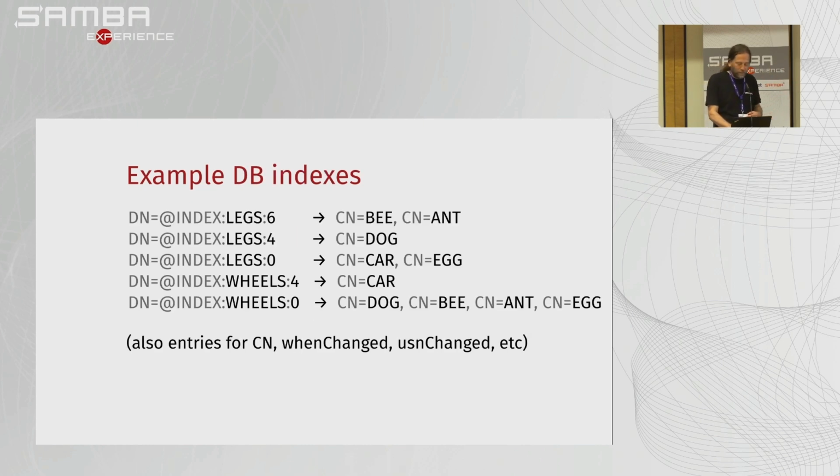So the index for legs 6 would list bee and ant, and the index for legs 4 would be dog, and so on. And wheels 0 would have a whole lot of things, but not car. Then there'll also be entries for a whole lot of housekeeping stuff, like when changed and when the USN was changed, and other things that just kind of pop up magically.